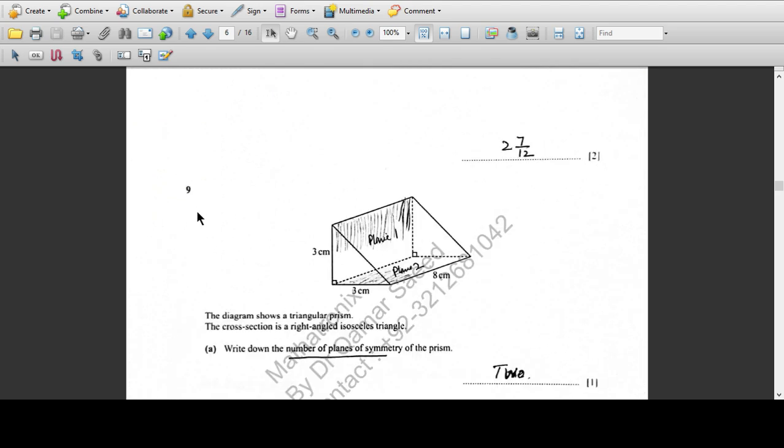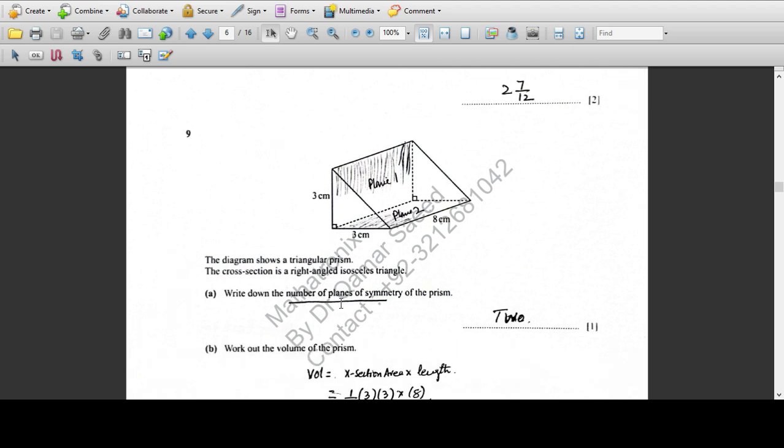Number 9, the diagram shows a triangular prism. This is a triangular prism, and the cross section is a right angle triangle. This is 90 degrees. This is 3 centimeters, 3 centimeters. So the angles will also be equal, because this becomes an isosceles triangle. Because this distance and this distance are equal, the angles are equal also.